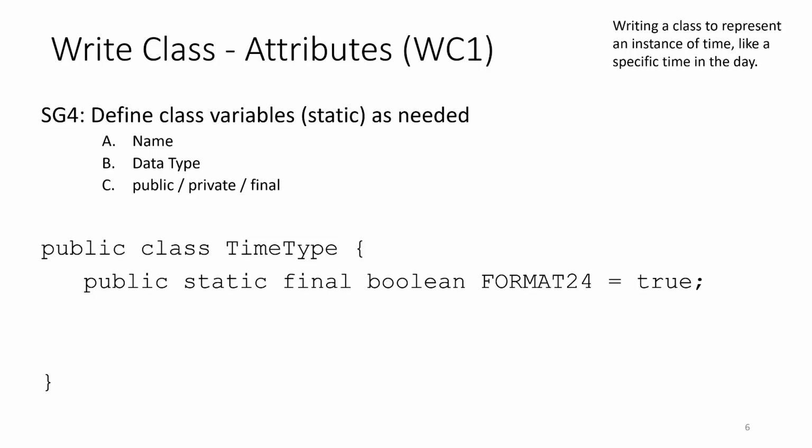Subgoal 4, define the class level variables as needed. When defining these variables, they will have a name, a data type, then you need to consider if they are public, private, or final. For this example, we want the format, which we will call format24, indicating that all times will be in a 24-hour format, to be class level, so it's static. We want it to be a constant, so we declare it as final, and it will be a Boolean, which is true or false, in this case, true. Notice that because we've declared it as final, it can also be public.